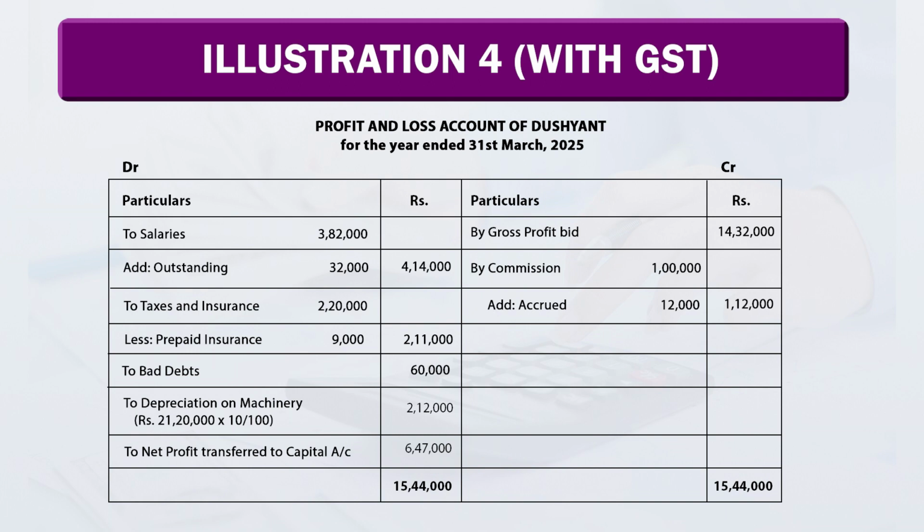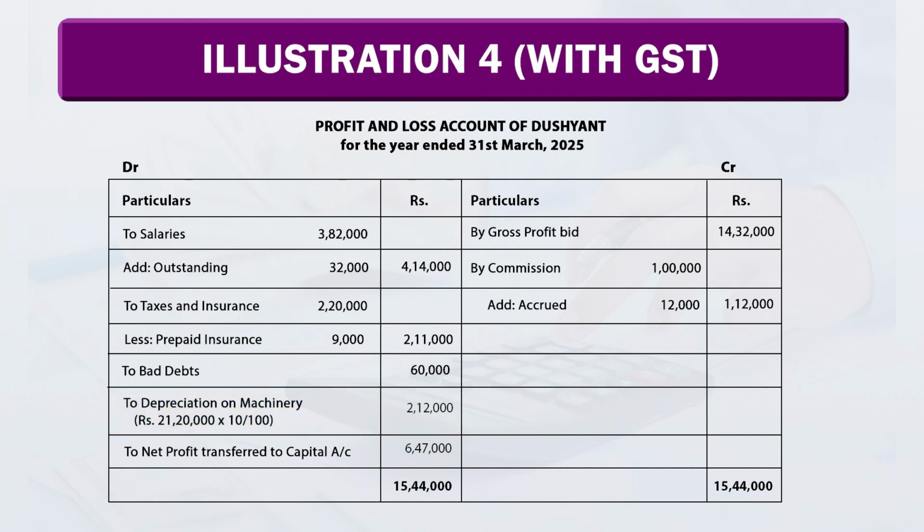Like that, let us have a look on taxes and insurance. 2,20,000 is given to us, but in that rupees 9,000 is a prepaid insurance, that is an expense of next year. It is an advance payment of expense to be deducted from current year. So our taxes and insurance expense net will be 2,11,000. We are having bad debts of rupees 60,000 and depreciation on machinery, that is at the rate of 10% on 1,20,000, that comes to 2,12,000.